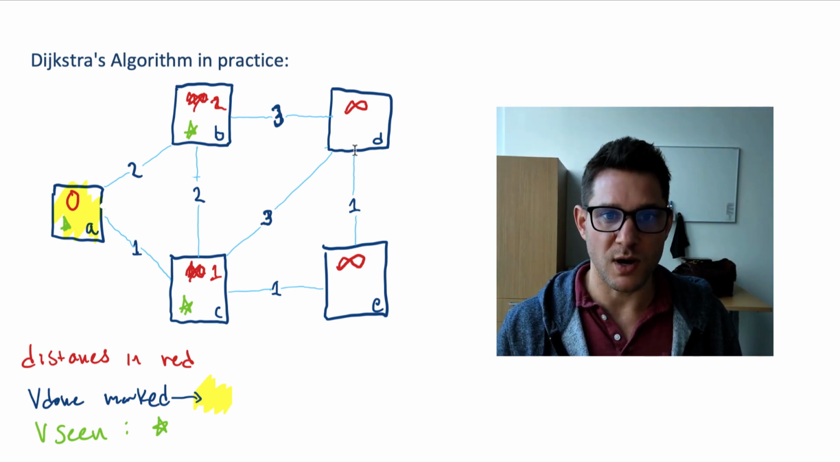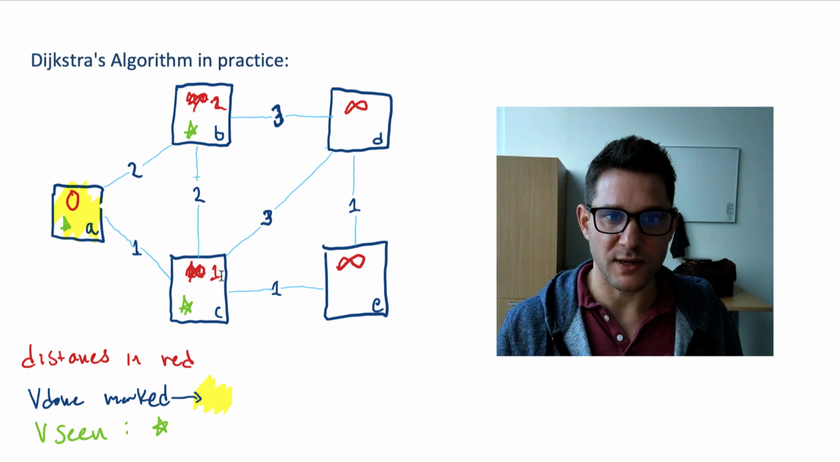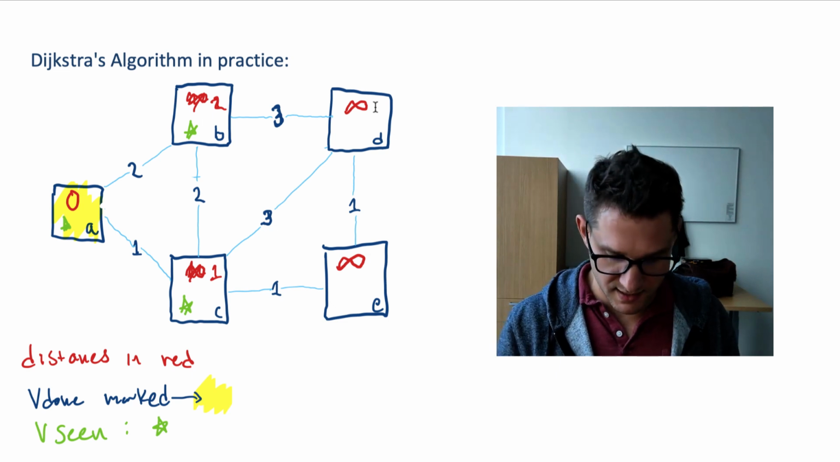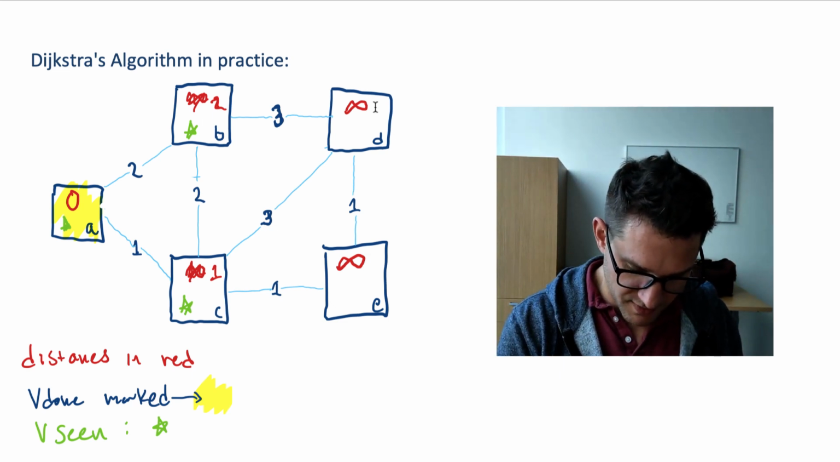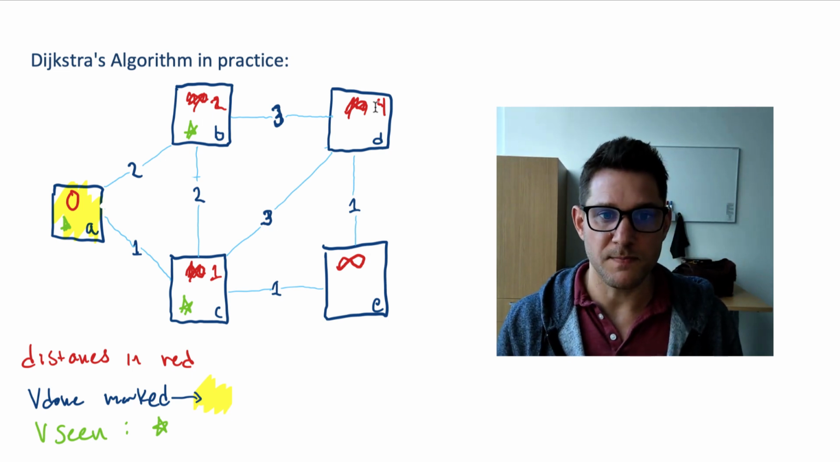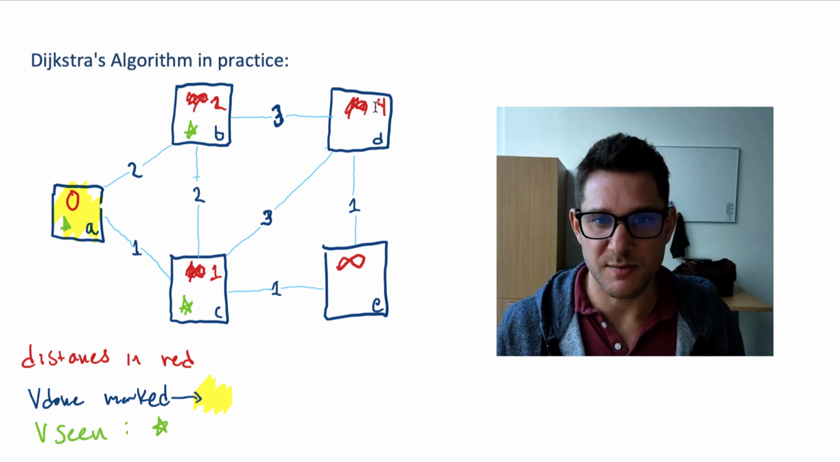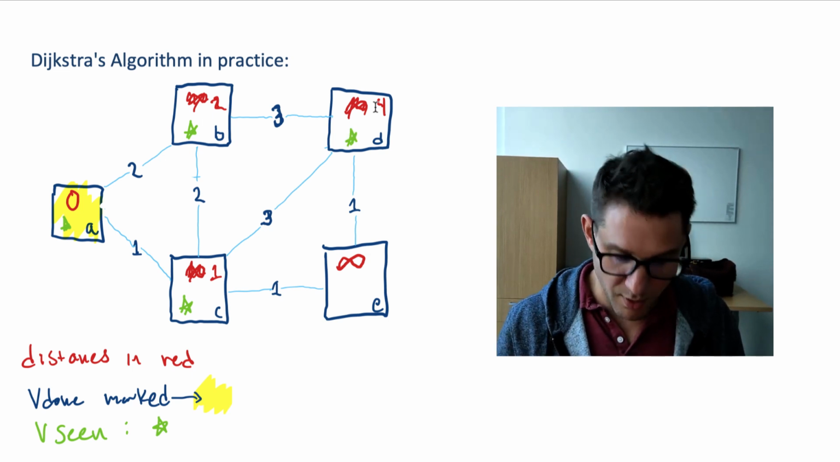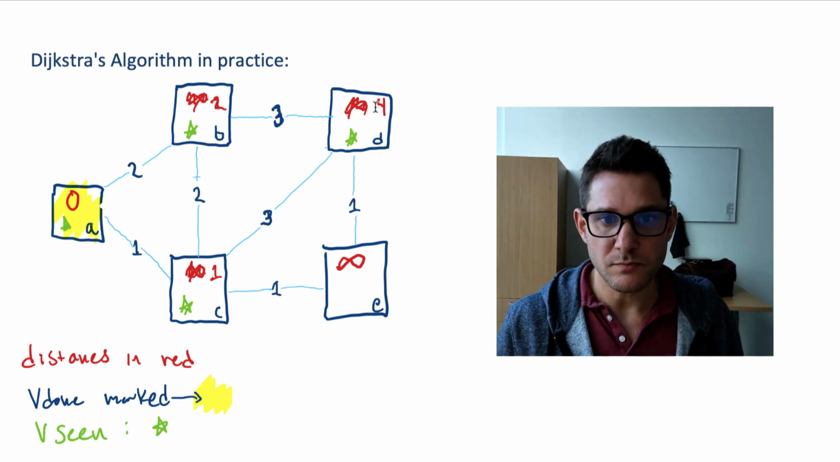Let's now go to D. We again look at the edge weight from C to D. That's 3. We add that to the distance estimate for C, that's 1. Is 1 plus 3, or 4, smaller than infinity? Indeed it is. So we cross out the infinity and we write down 4. 4 again is 1 plus 3. We now have an updated estimate for D. We also add that to vscene by marking it with a green star.